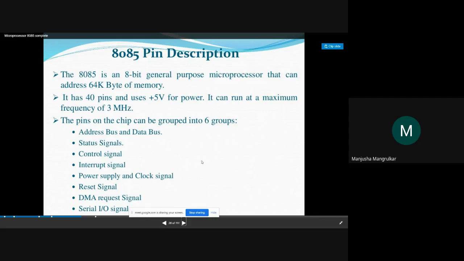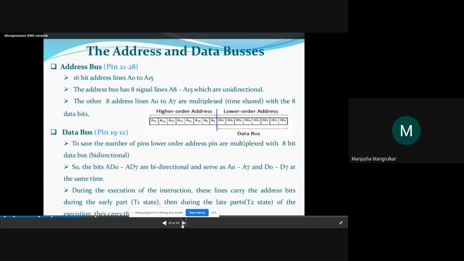Next, as we have seen, the whole pin diagram is divided into six groups: address bus and data bus, status signals, control signals, interrupt signals, power supply and clock, reset signals, DMA request signals, and serial IO signals, right? So the whole chip is divided into these six groups.